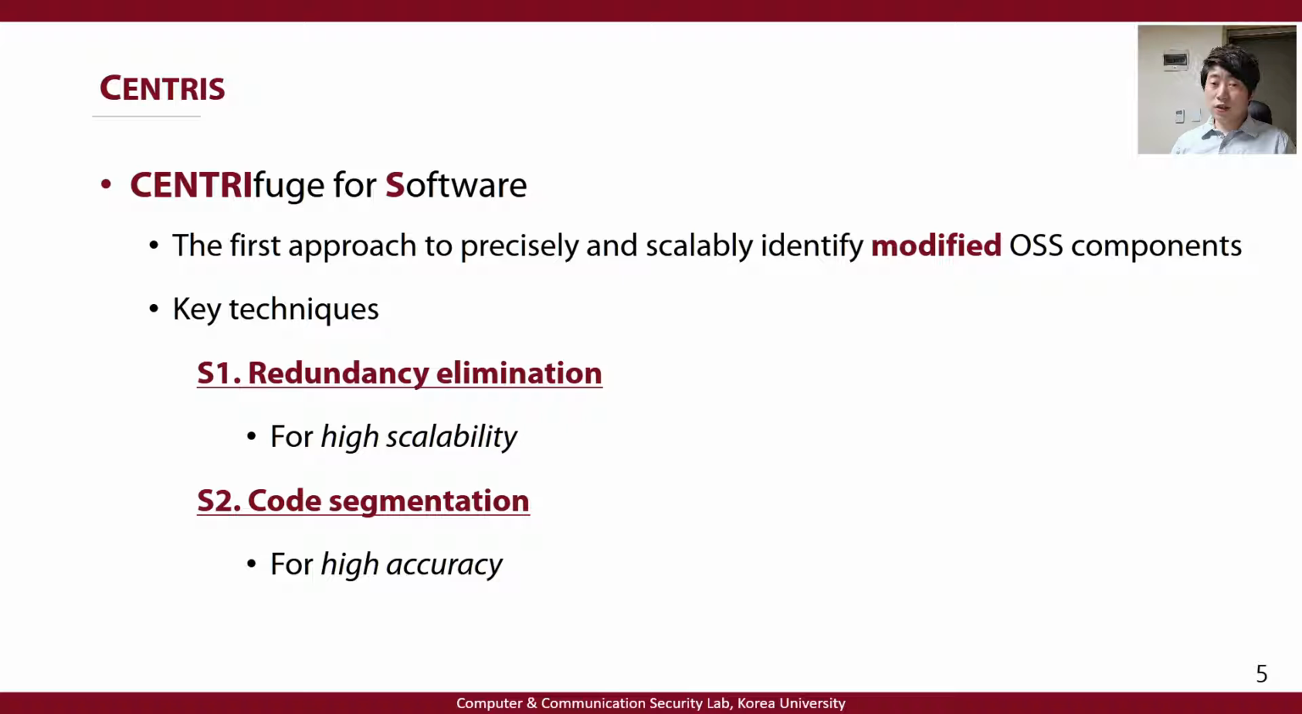To overcome these challenges, we present CENTRIS, which is the first approach to precisely and scalably identify modified OSS components. Specifically, CENTRIS utilizes two main key techniques, the redundancy elimination and the code segmentation. Let me explain one by one.